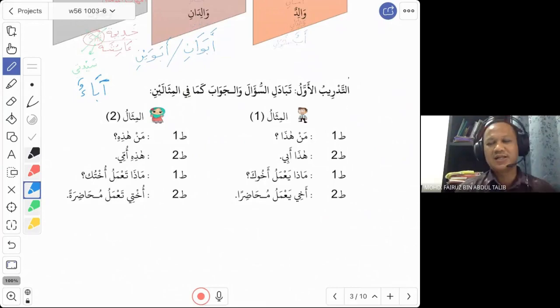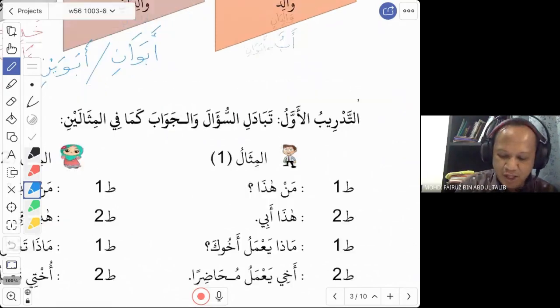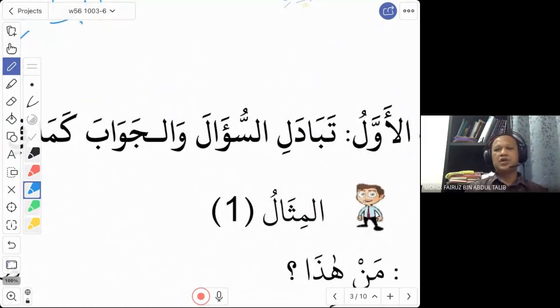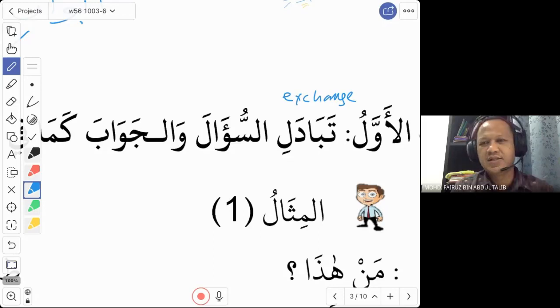So these are the exercises for our topic Usrati. So we will learn some new phrases as well. At-tadribul awal, first exercise, tabadalis su'ala wal jawab. Tabadal, exchange. Su'al, questions, wal jawab, and answer.